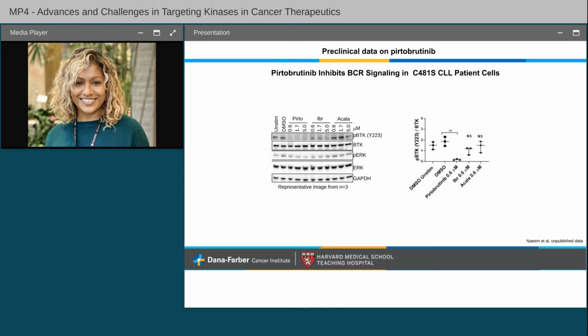So these are CLL patient cells with the C481S mutation, again treated in vitro with pirtobrutinib and the two covalent inhibitors, ibrutinib and acalabrutinib. And on the right, you can see densitometry plots for phospho-BTK, and there is a significant inhibition of phospho-BTK with pirtobrutinib at 0.6 micromolar, whereas we did not observe significant inhibition with ibrutinib or acalabrutinib.